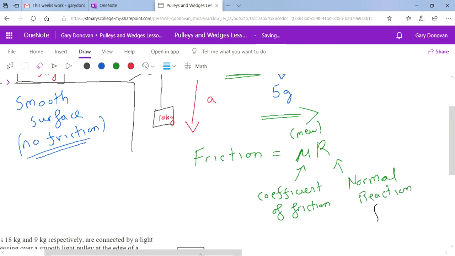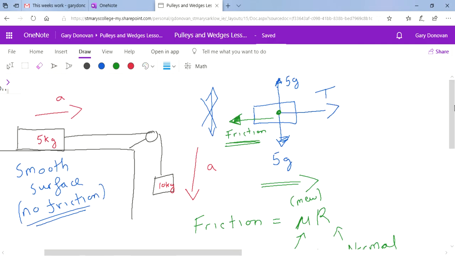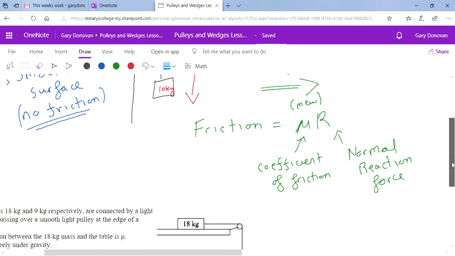Now, the normal reaction force in all of the questions we've done so far is going to be exactly the same as the weight. So if the weight is acting down here, like 5g, the normal reaction force, R, is the force which is opposing it. It's equal and opposite to it. We'll talk about when the normal reaction force isn't the same as the weight, but in all the questions we're going to do today, it is.